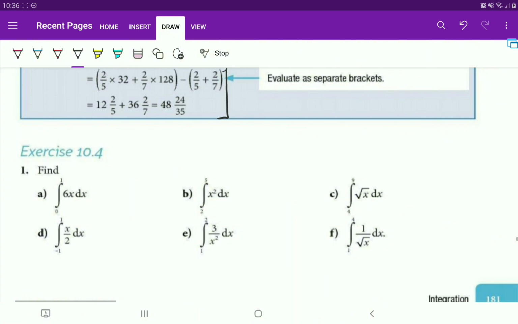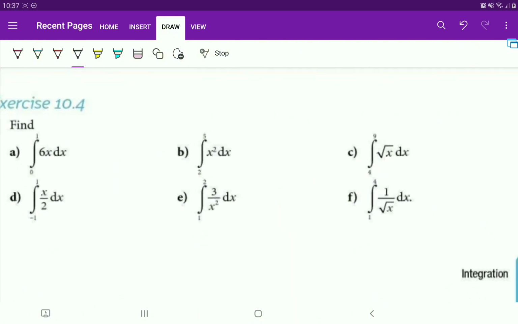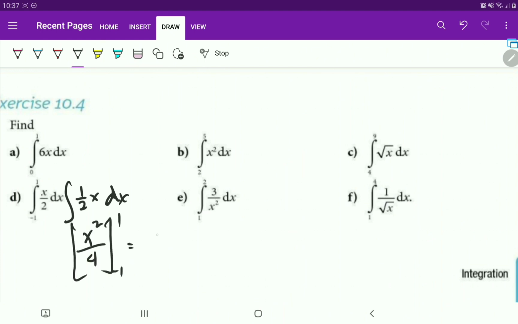So basically, after you integrate, then just plug in. I think let me just try to do some questions here. Again, for example, like this means one half x. Okay, so the integral of that dx is equal to what? X squared over 4. Then you plug in from -1 to 1. So that's going to be 1 over 4 minus you plug in the -1, 1 over 4, equals to 0.